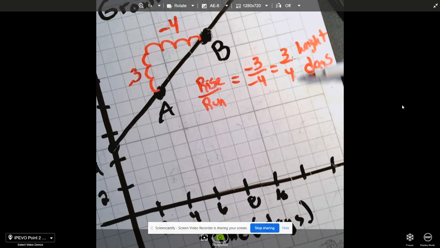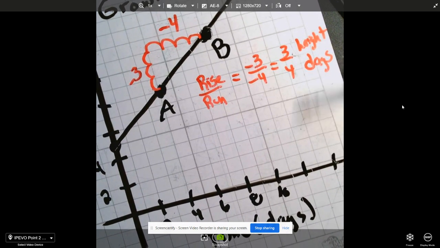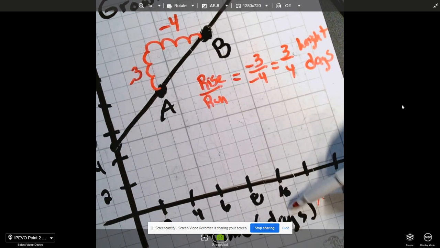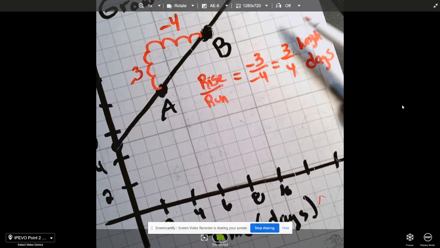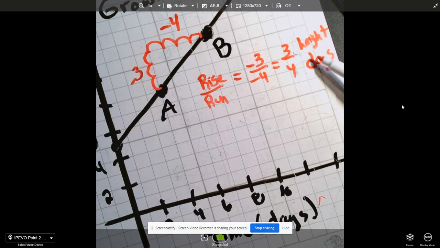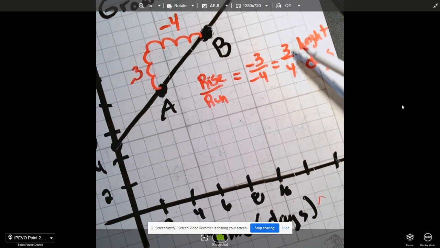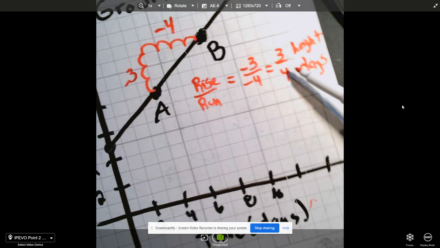So that's how you figure out what it means, is just look at what the x-axis is in words and what your y-axis is in words. Remember, it's always your y's over your x's, so it's going to be your height per day. So this is 3 centimeters every 4 days.